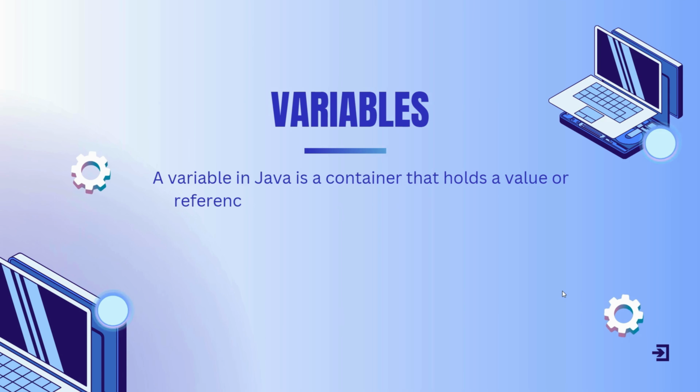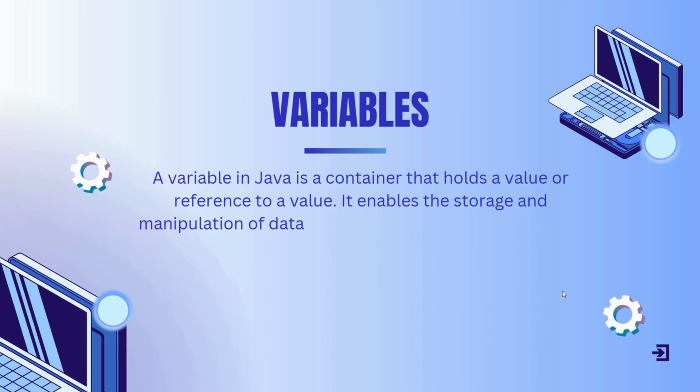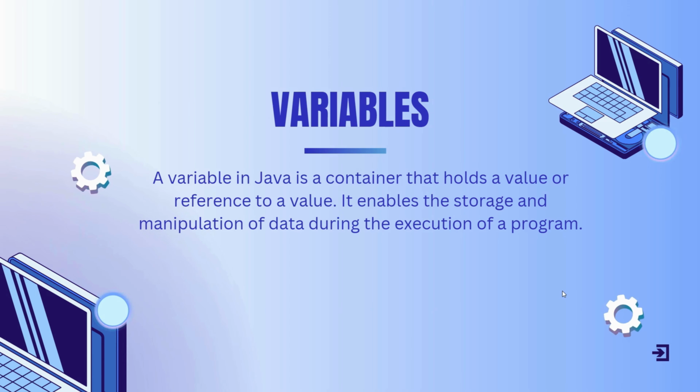In definition terms, a variable in Java is a container that holds a value or a reference to a value. It enables the storage and manipulation of data during the execution of a program. In any other programming language too, we will use it for further execution, like operations or for loops. This is the first and important thing while we are writing code.